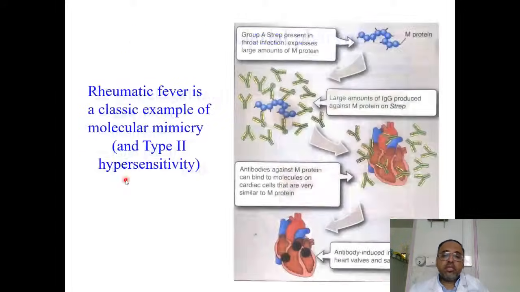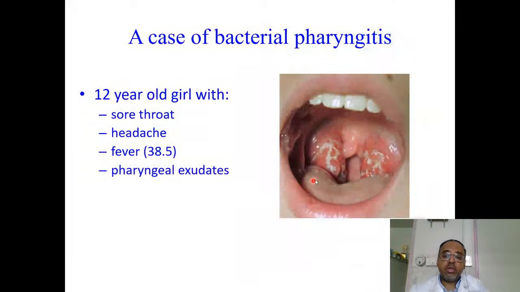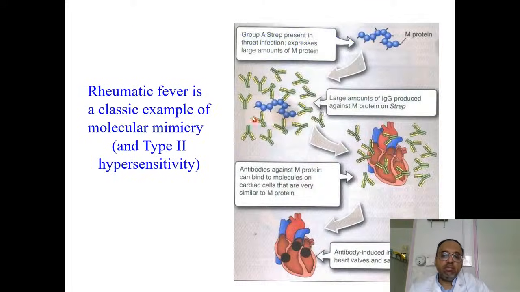So bacterial pharyngitis has an unwanted side effect, which is called rheumatic fever. What happens here is that our immune system starts producing antibodies against these bacterial antigens. The bacteria which cause pharyngitis are usually streptococci. So our immune system will start producing antibodies against the streptococcal antigens in order to fight against them. So this is the good part of the story. But the bad part of the story is that some of those antibodies which have been produced against the streptococci can also bind to some antigens in the heart.